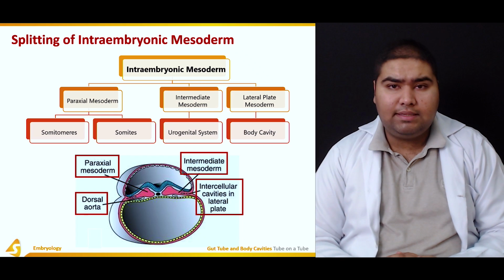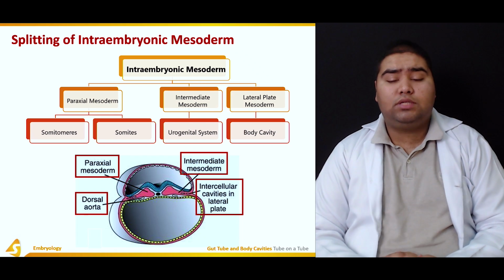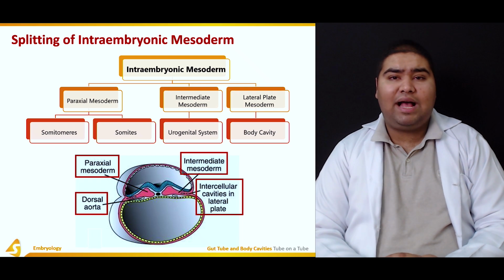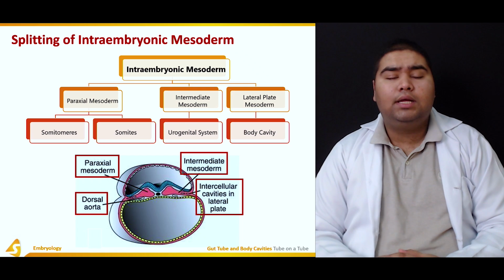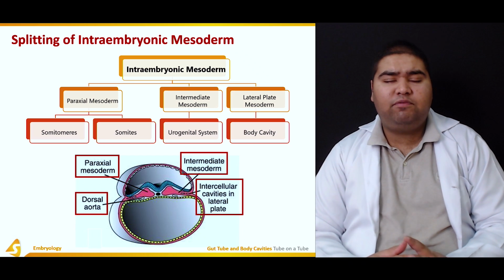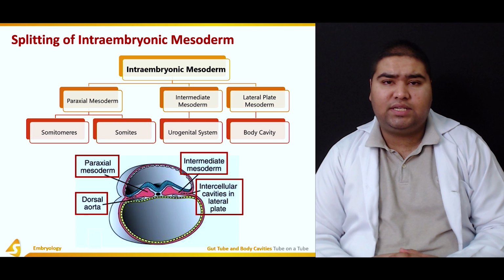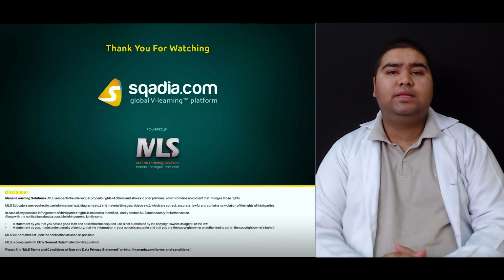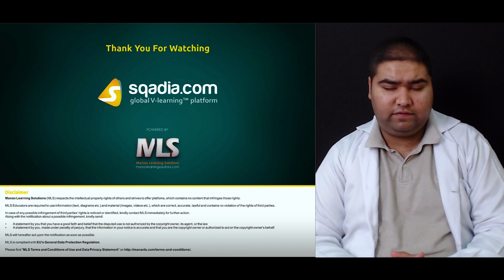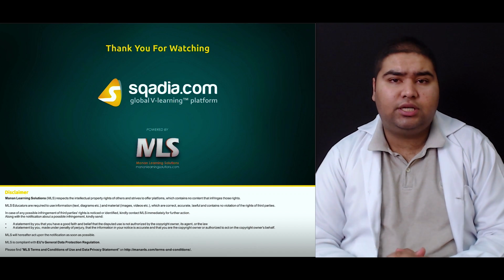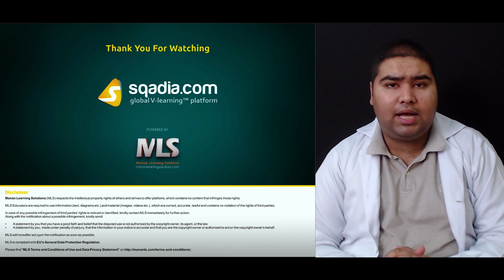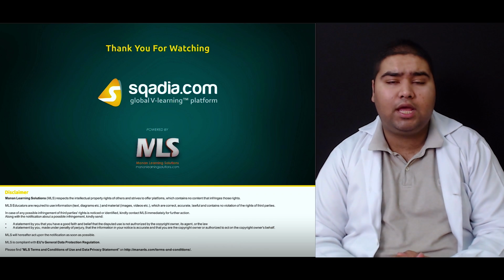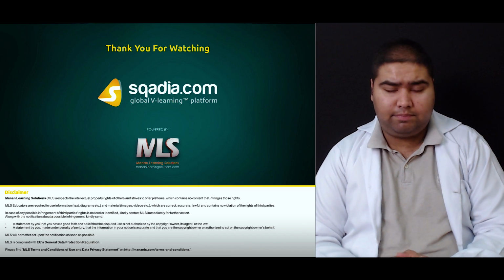Now we have the intermediate mesoderm. Intermediate mesoderm helps in the formation of the urogenital system. Lastly, we have the lateral plate mesoderm. Lateral plate mesoderm splits up further and forms the body cavity, initially embryonic and then adult. So this is the end of the first section of this presentation. I hope I have made this easier for you. It's a very simple but a very, very important concept.